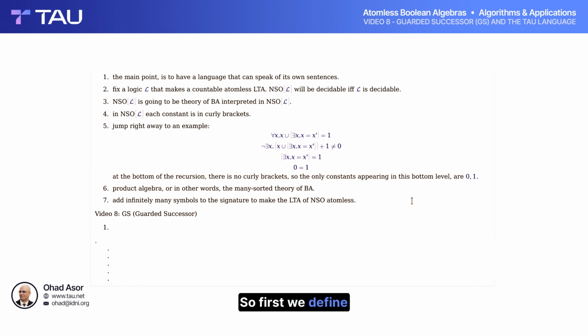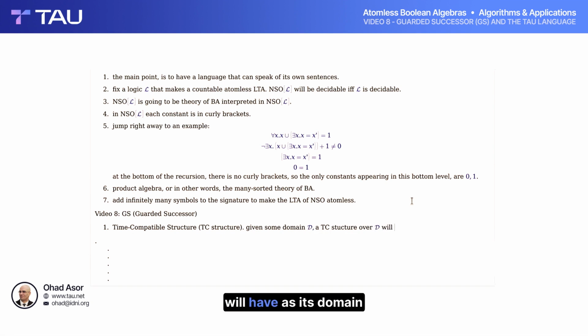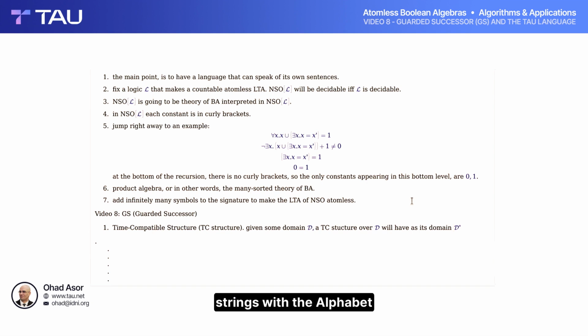So first, we define a time-compatible structure, or in short, a TC structure. Given some domain D, a TC structure over D will have as its domain D star. This is Kleene star, so it is the set of all finite strings with the alphabet from D.